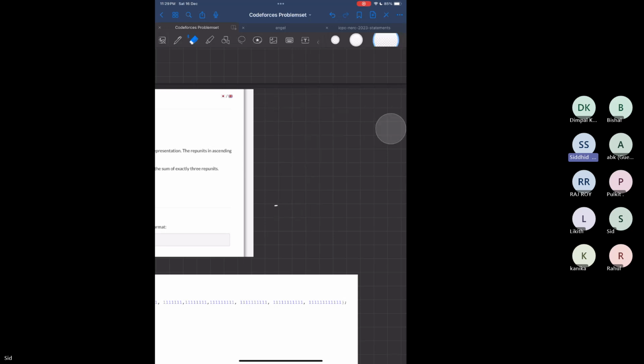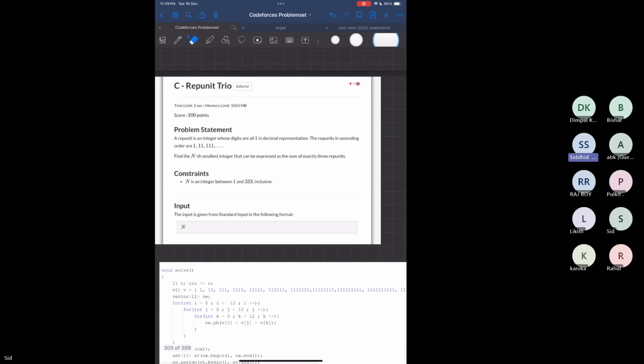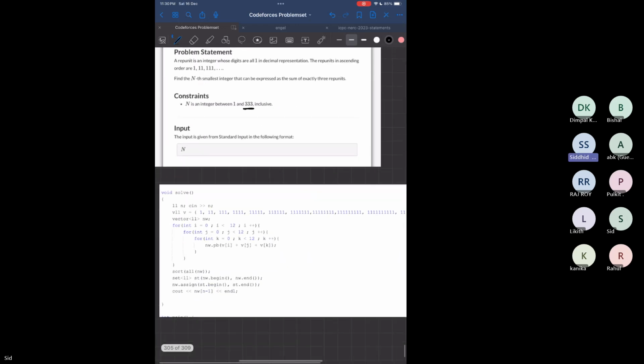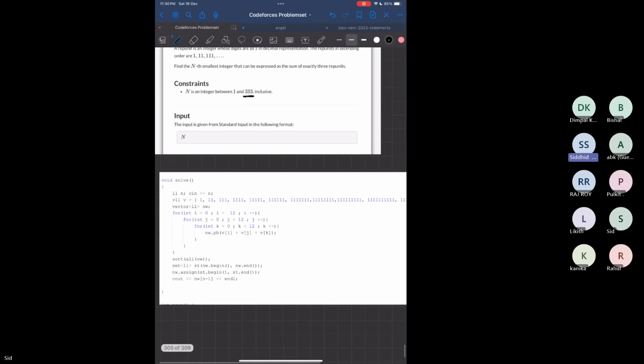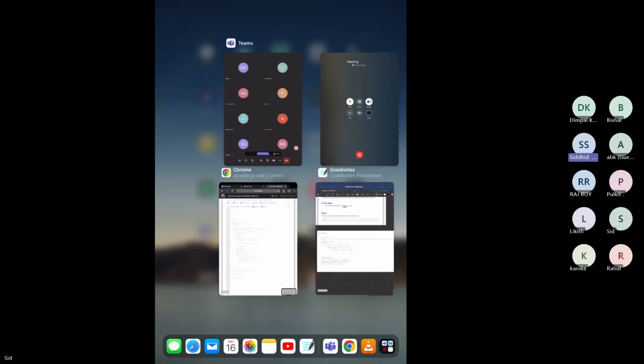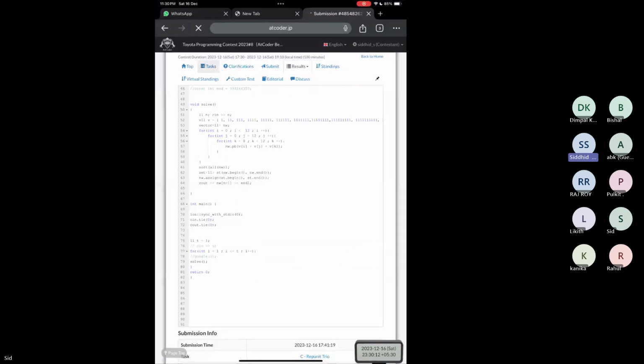So what we need to find is the nth smallest integer that can be expressed as the sum of exactly 3 repunits. Here our constraints say that n goes up to 333. So one thing to notice is how far the 333rd number can be. That is the question. We are given a test case which actually helps with this question a lot. I'll show you guys.